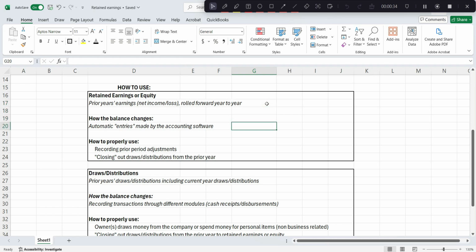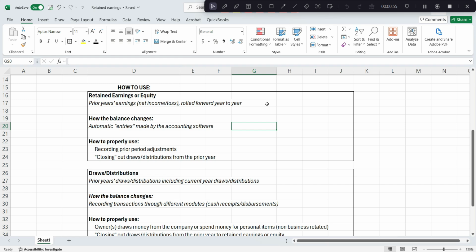How these balances change: it's typically an automatic entry made by the accounting software. It closes all of your income statement accounts to retained earnings for you. So once you roll into the next fiscal period, it does the work for you and creates a balance in that account. How to properly use retained earnings or equity.